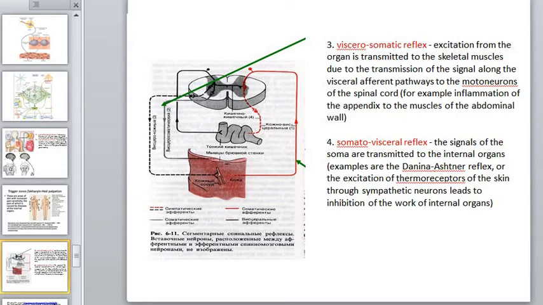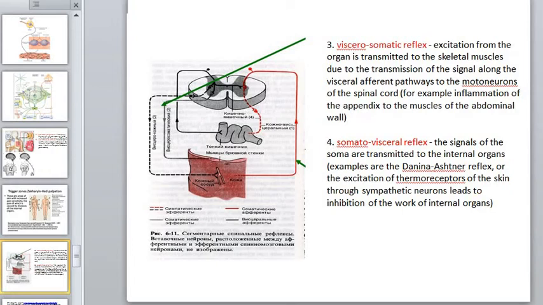Excitation from the organs is transmitted to the skeletal muscles due to the transmission of the signal along the visceral efferent pathway to the motor neurons of the spinal cord. For example, inflammation of the appendix affects the muscles of the abdominal wall. The walls start to contract, very hard and strong, and the muscles are in a tonus.